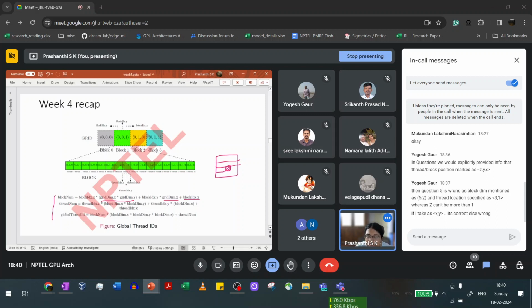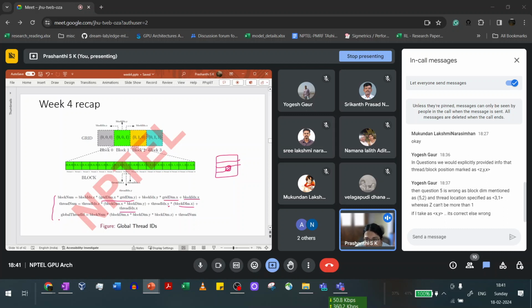Similarly, for the thread number, you have a very similar formula, except that whatever was previously grid will now go to the lower level in the hierarchy, which is the block. So you take the z part of it, multiply it with blockDim.x and y, and you take the y and multiply it with blockDim.x, and then finally add up threadIdx.x. That would give you the thread number. So this is how you get the block number and the thread number given the three coordinates, right?